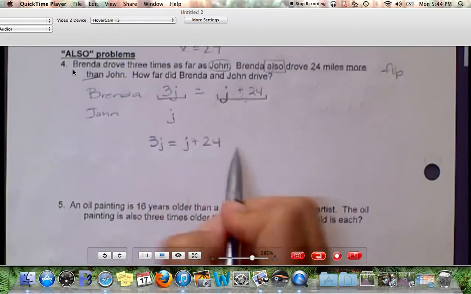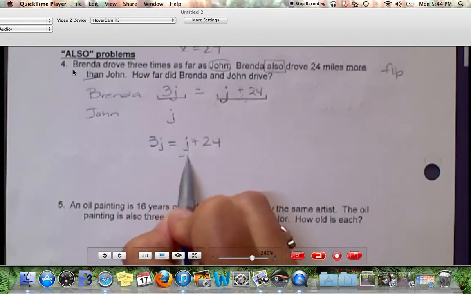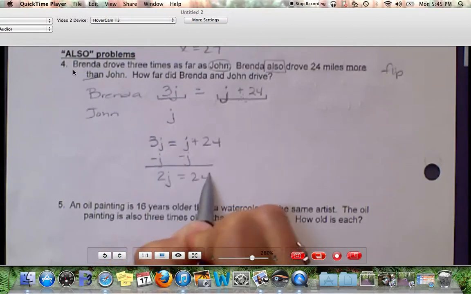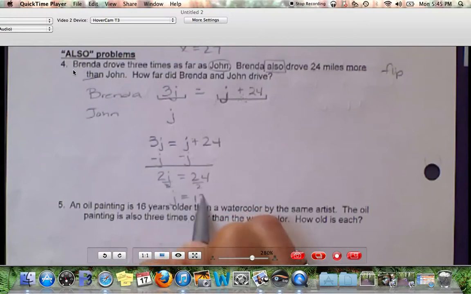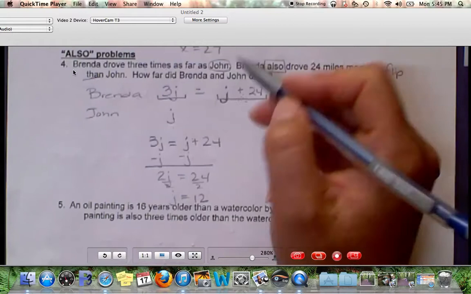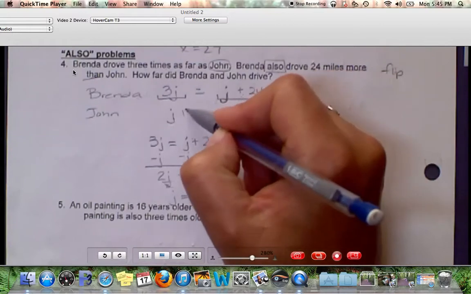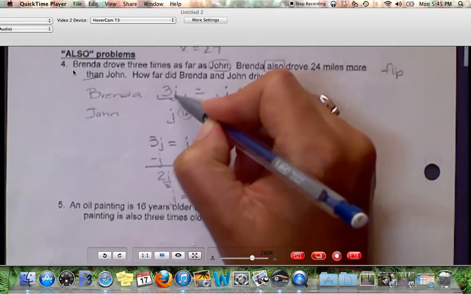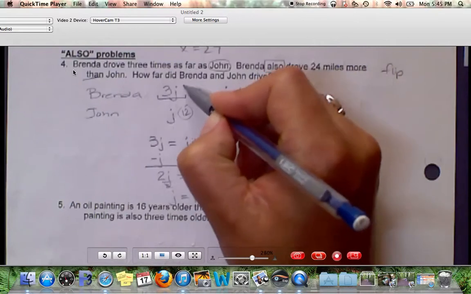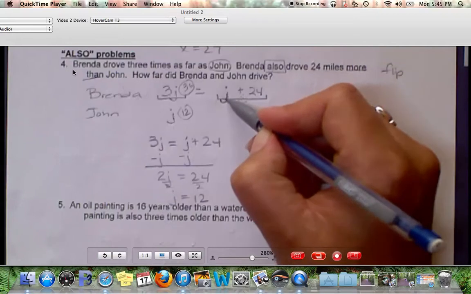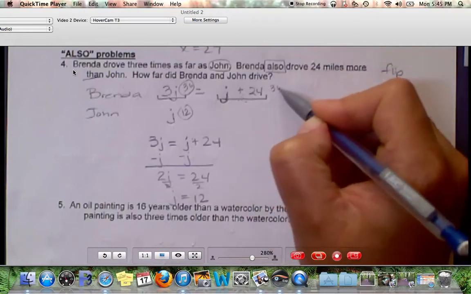We have variables on both sides, so we move that j over by subtracting j. We get 2j equals 24. If we divide both sides by 2, we get j equals 12. Now what do we do here? How do we check this? We know John is j, so John would be 12. Brenda is 3 times j, so 3 times 12 would be 36. Let's check this one. John is still 12. 12 plus 24 is also equal to 36.